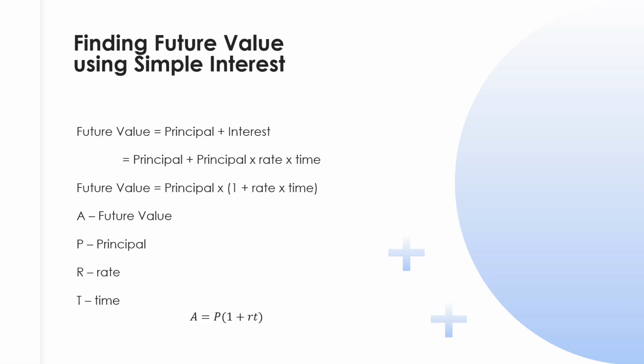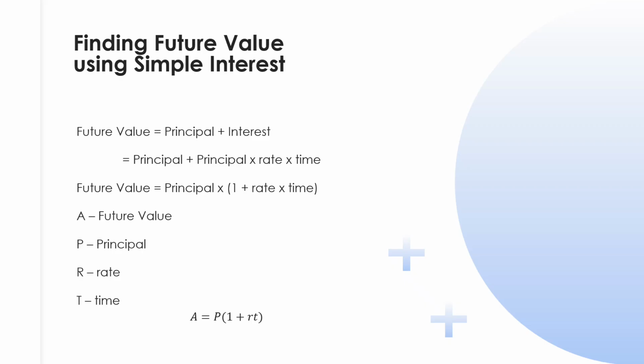So finding the future value using simple interest. Future value is just the initial amount plus what it earned. From our previous example, we had the $1,000, and let's say that we invested it. We earned $240 in interest. So we add those two things together, and that is how much our investment is worth at the end of our time period of 3 years.